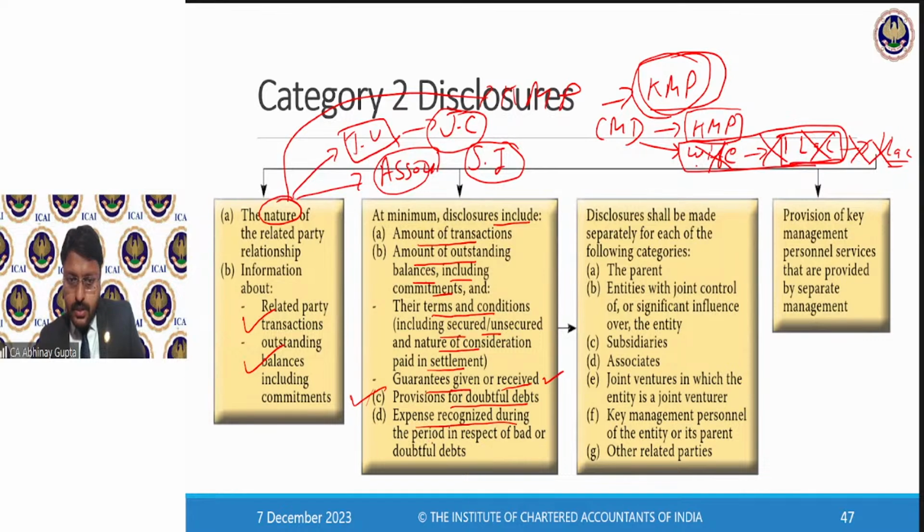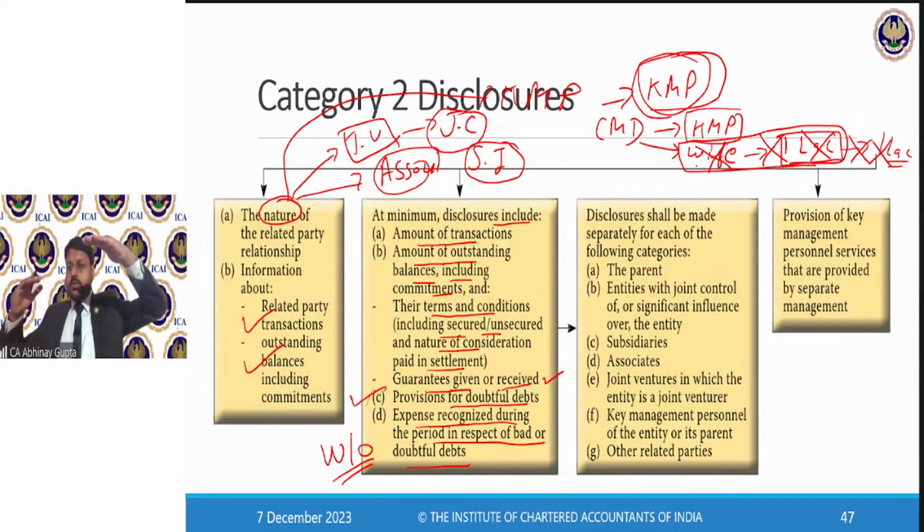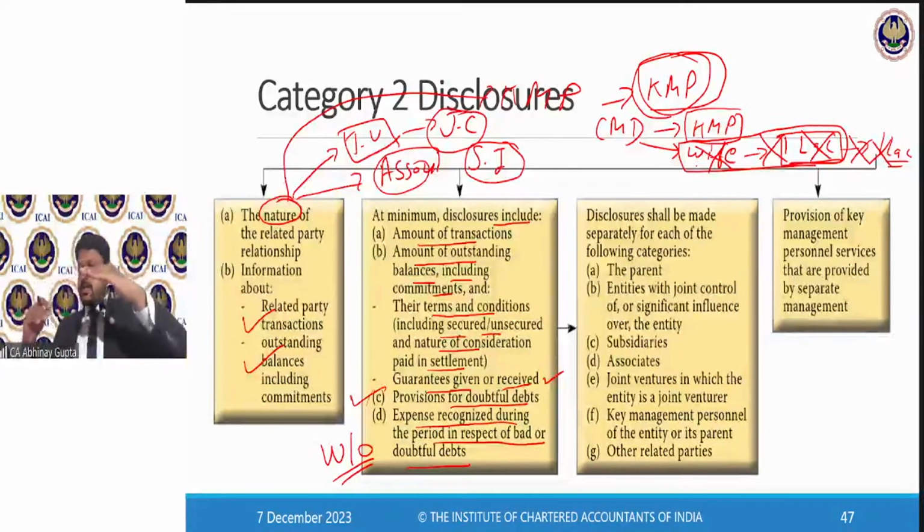The expense recognized during the period in respect of bad or doubtful debts, or if I have written off any receivables from any of these related party transactions during the year, that write-off amount also needs to be disclosed separately. So I will say out of the 1 lakh receivable, 10,000 is the ECL and 20,000 has already been written off. Sorry, 80,000 is outstanding and 10,000 is the ECL. So net outstanding is 70,000. 20,000 I have already written off in the books. So that needs to be disclosed.